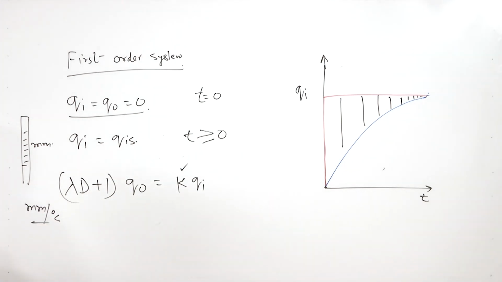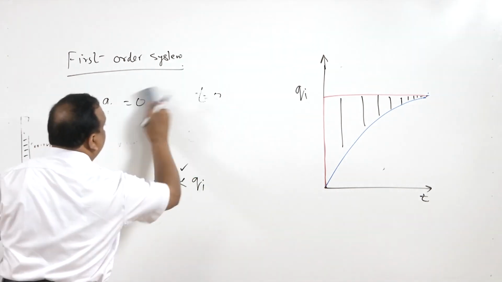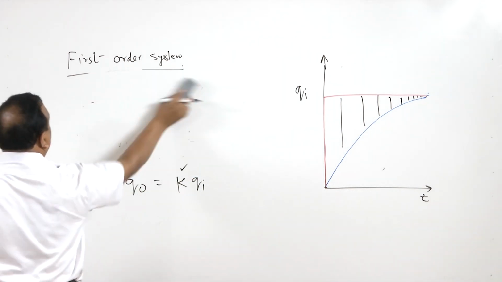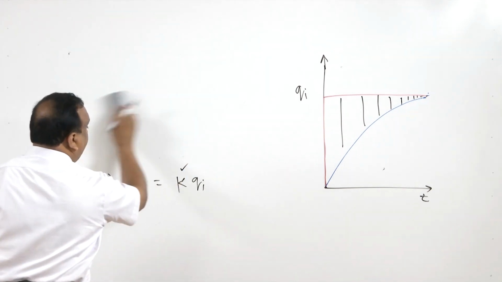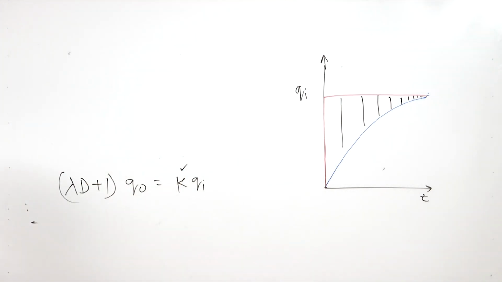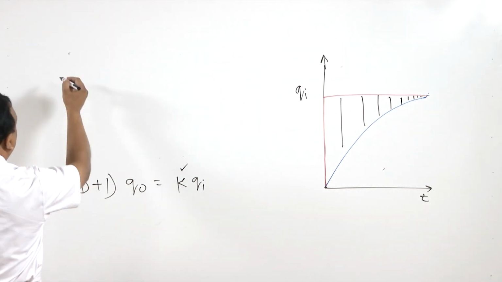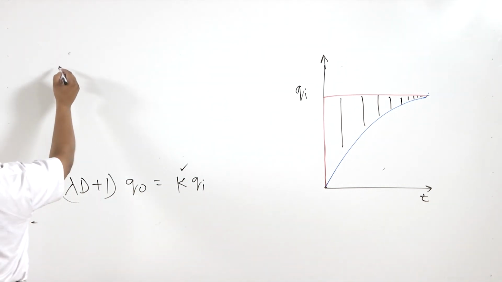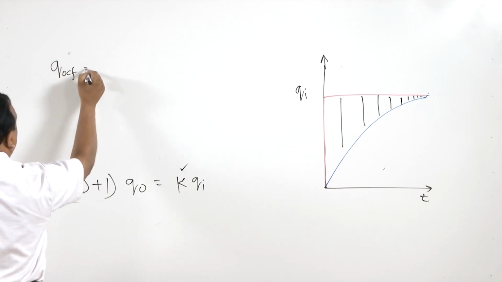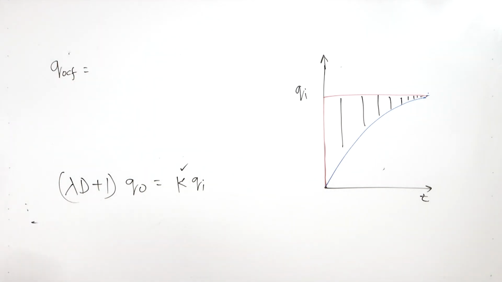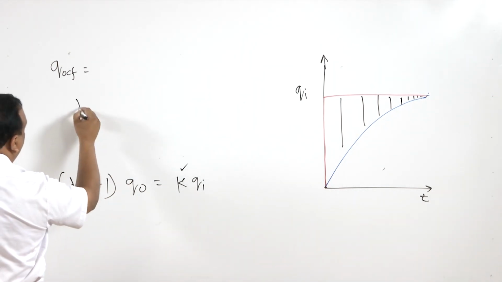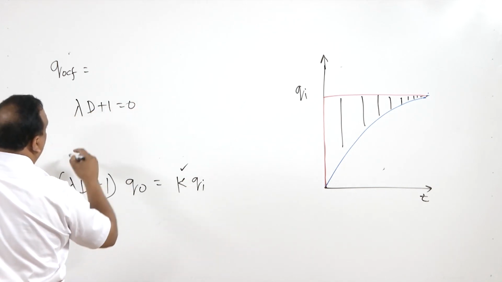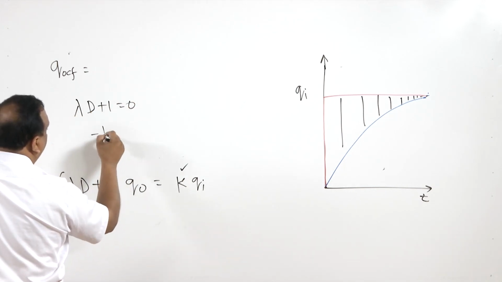Now, if we try to find the solution for this with the help of initial conditions at t equal to 0, first of all we will take the complementary function. In order to find the complementary function, we will take lambda D plus 1 is equal to 0, and it has one root, and the root is minus 1 by lambda.